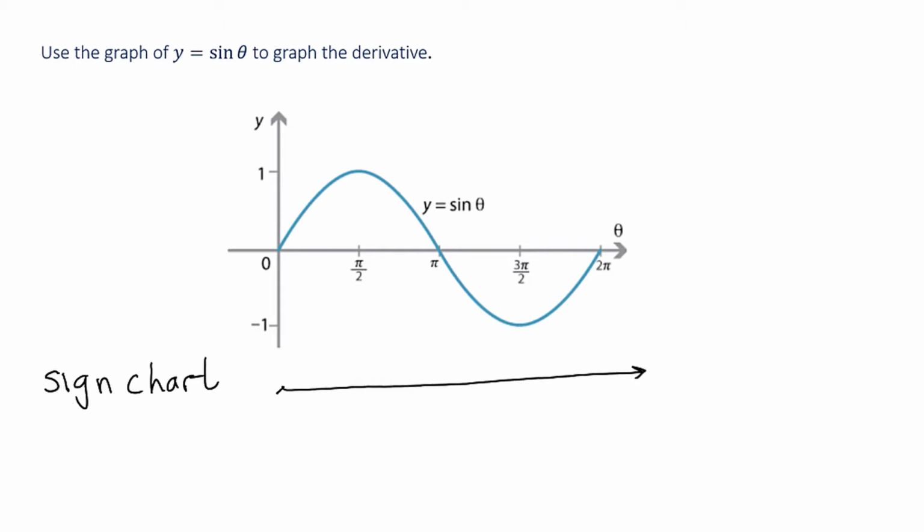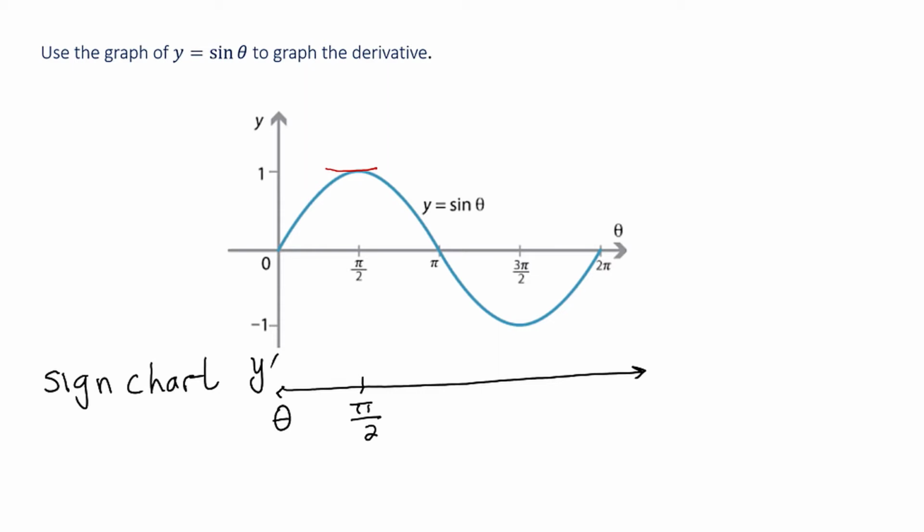So we'll draw a number line, and below the number line I'll write theta to indicate that I'm looking at the values along the theta axis, and above it I'll write y prime to indicate that I want the sign of the derivative. Two key things happen on the interval between 0 and 2 pi. One of them happens at pi over 2. That key thing is you have a horizontal tangent line to the curve of the sine.